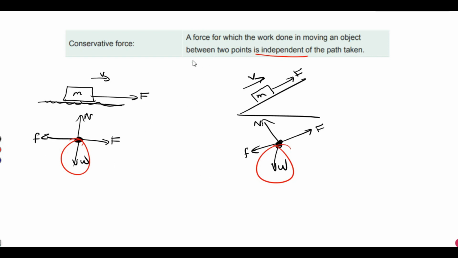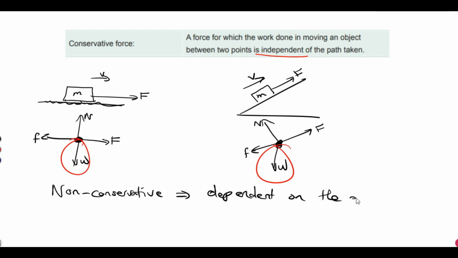So we can take the definition of a conservative force to define what a non-conservative force is. It's just the opposite, right? So now the net work done in moving an object between 2 points is dependent on the path taken by the object. So this one is dependent on the path taken by an object. As you can see, frictional force changes with time.